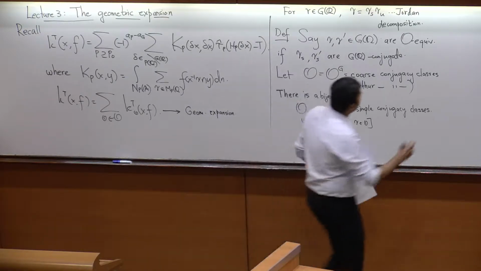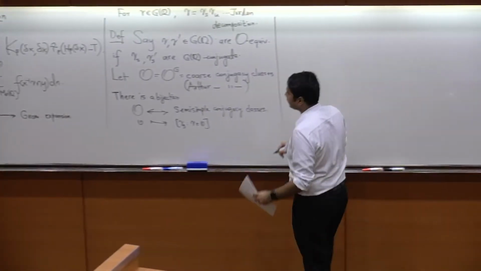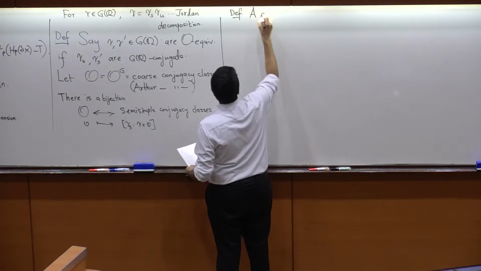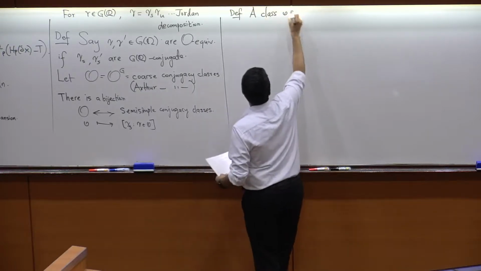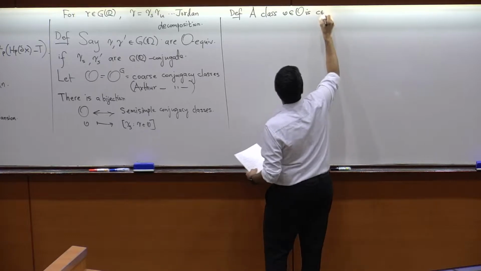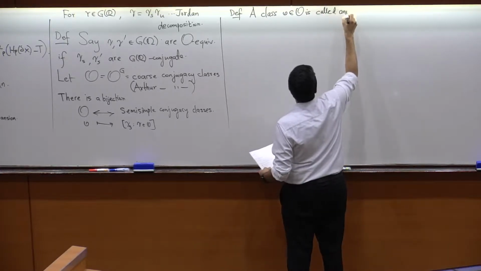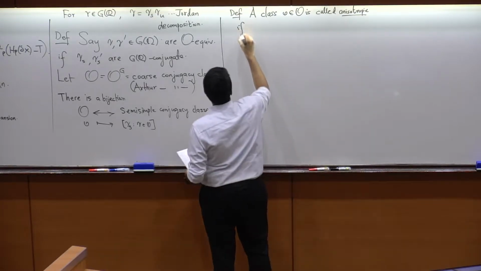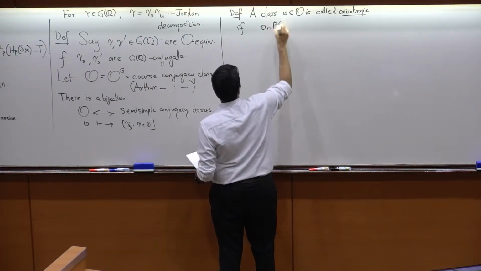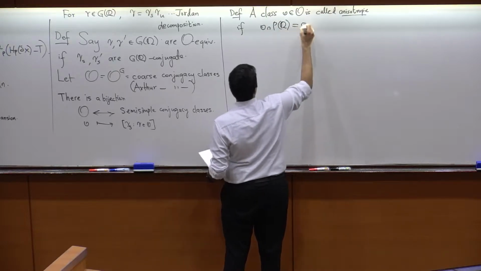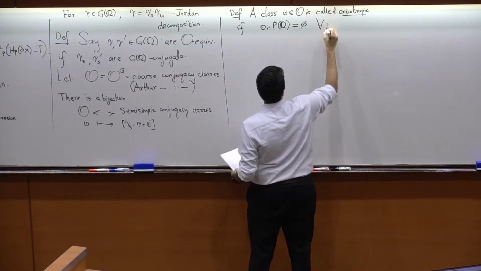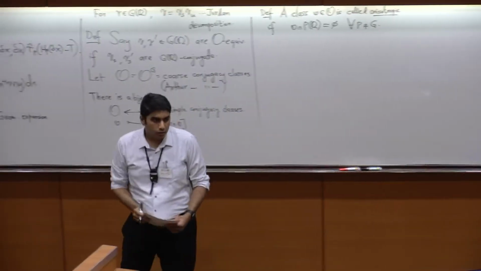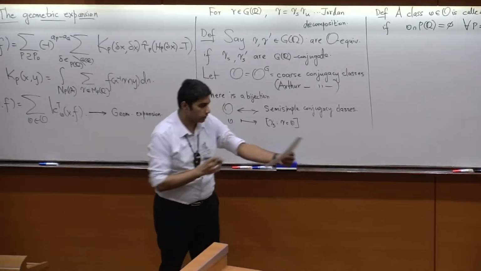Then you define what is known as an anisotropic conjugacy class in the following way. The condition is that o cannot intersect P(Q) for any proper parabolic subgroup. You call such classes anisotropic.